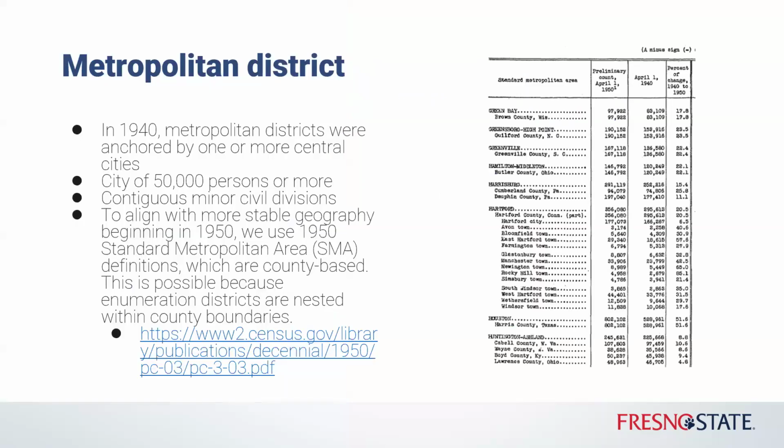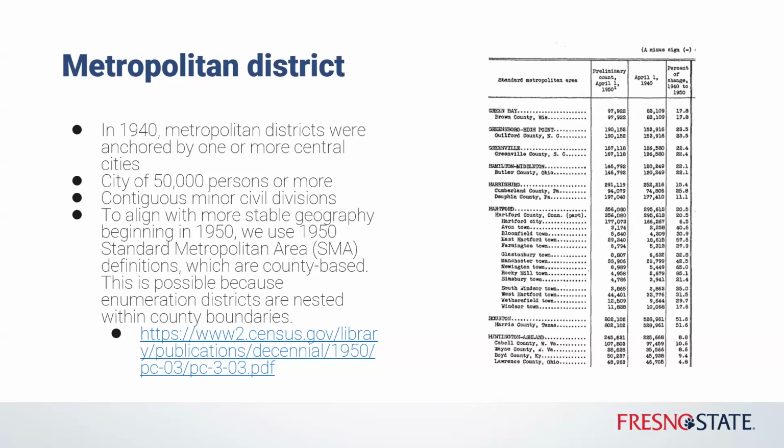Okay, we'll come back to that graphic, but let's talk about metropolitan districts. So in 1940, metropolitan districts were anchored by one or more central cities. And so if you were looking at, for example, I'm here in Fresno, California, the metropolitan district for Fresno in Fresno County was the city of Fresno. And so you would find a metropolitan district for the city of Fresno. Any metropolitan area you can think of today, that big city that everyone thinks of as like, that's like the core, it was probably the metropolitan district in 1940. These are cities of 50,000 persons or more.